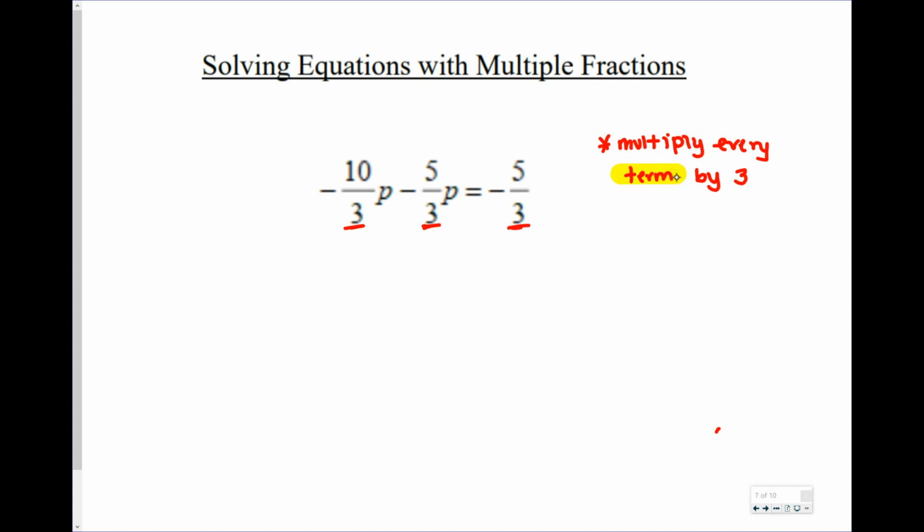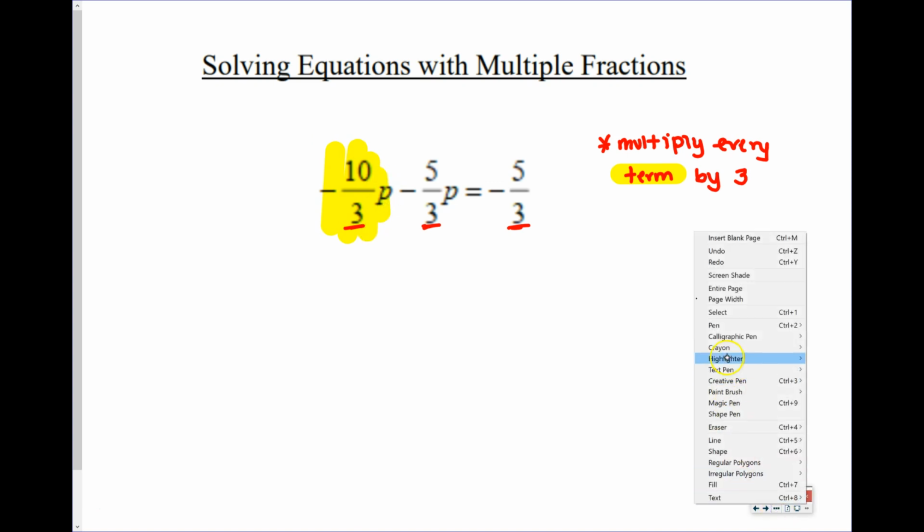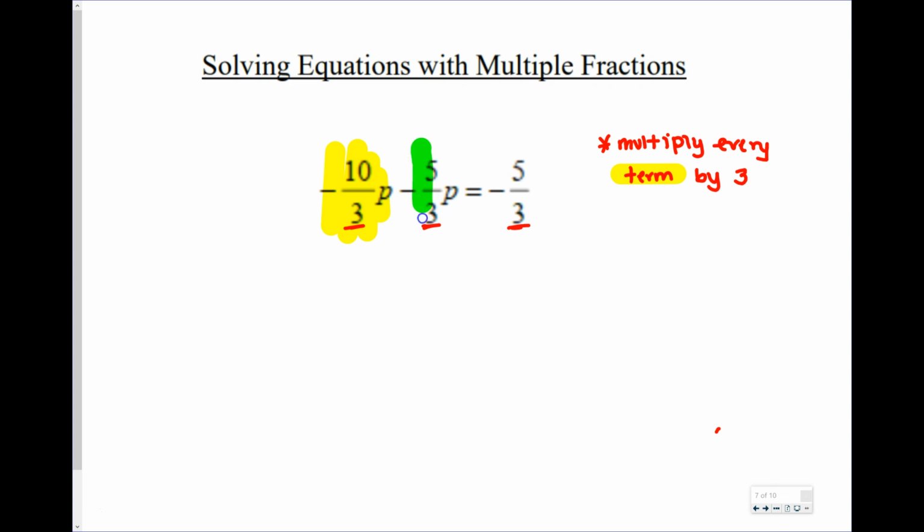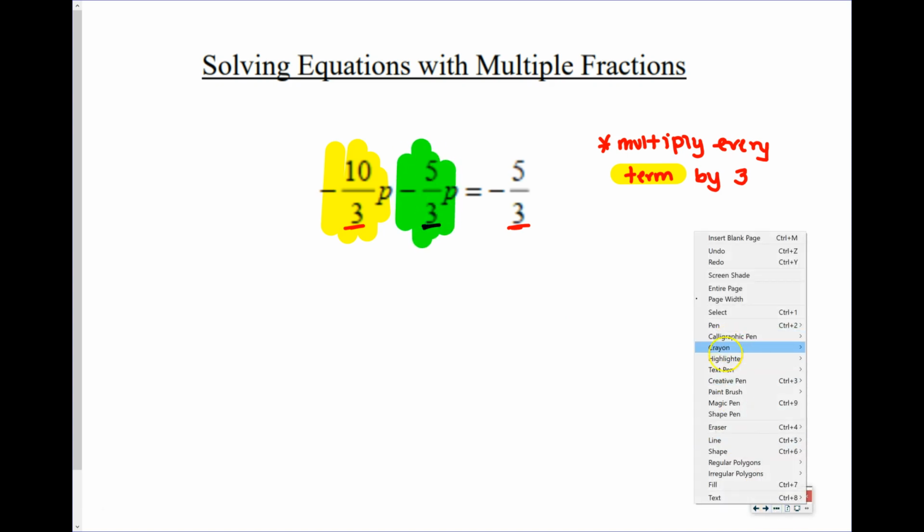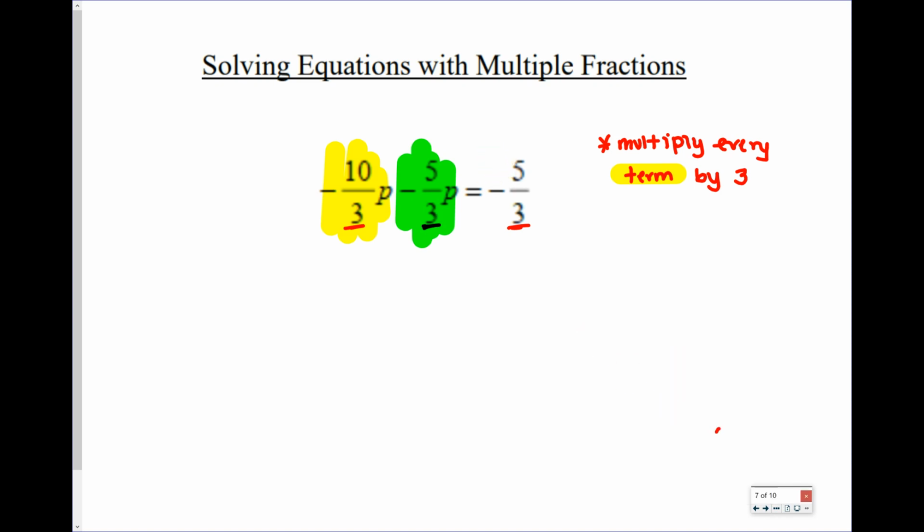I'm saying the word term. I need you to understand what a term is. I need you to know that this whole thing is a term, this whole thing is another term, and this thing on the right is another term. This is why I had to teach you this, because when I say the word term, I need you to understand what all that means, including the negative.